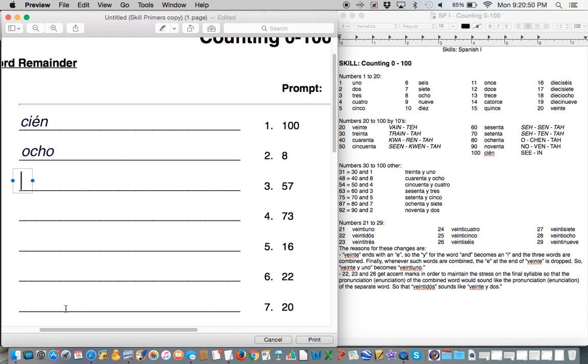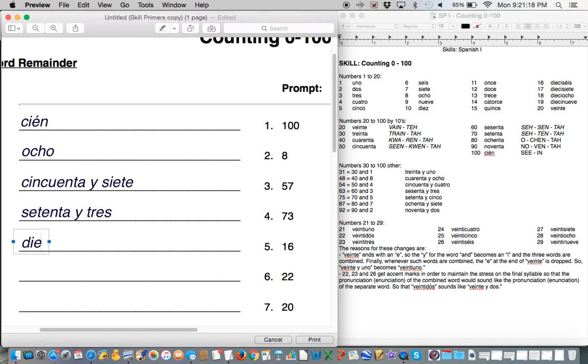Now number 3 here, I can explain. We got 57, so it's 50 and 7. 50 is cincuenta. You should have memorized that. No major brain power required for that. Just a memorization. Cincuenta y siete. Okay, number 4. 70 and 3. Setenta y tres. So 70 and 3.